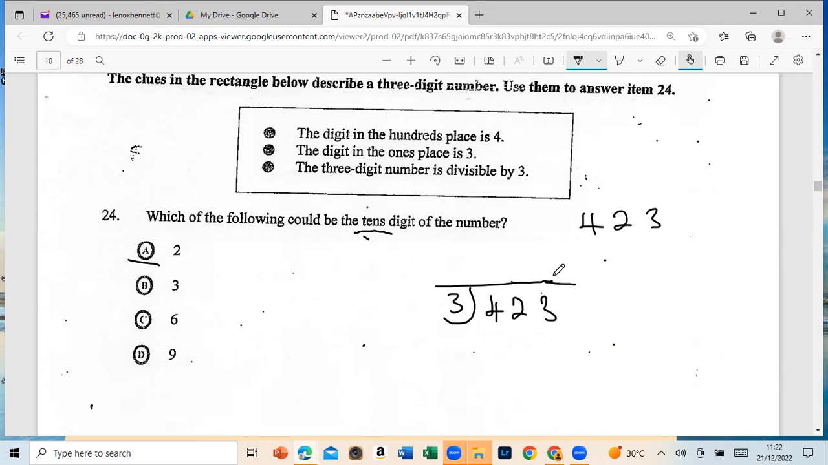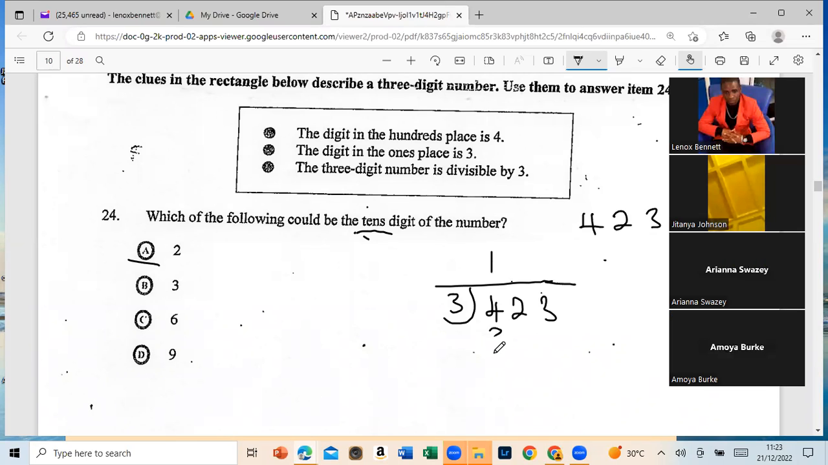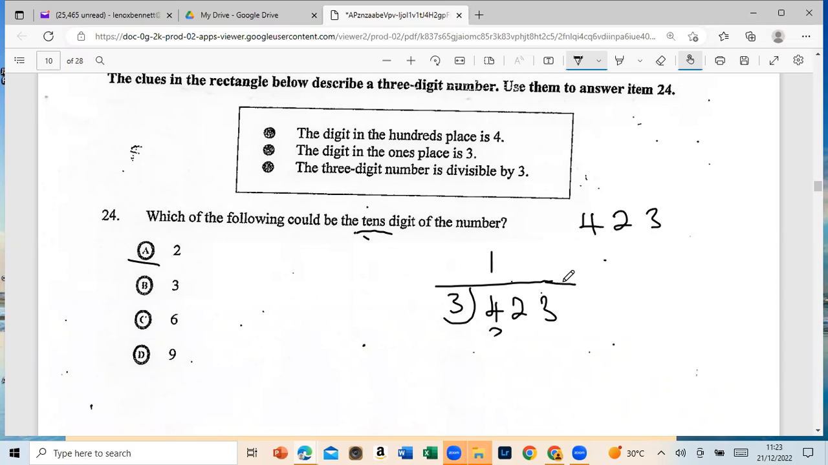So what we do, we check if it's divisible by 3. Divisible means it can divide equally into this number without leaving a remainder. So we say 3 into 4, that goes 1 time. We multiply 3 times 1, that is 3. So we have 1, carry down the 2.